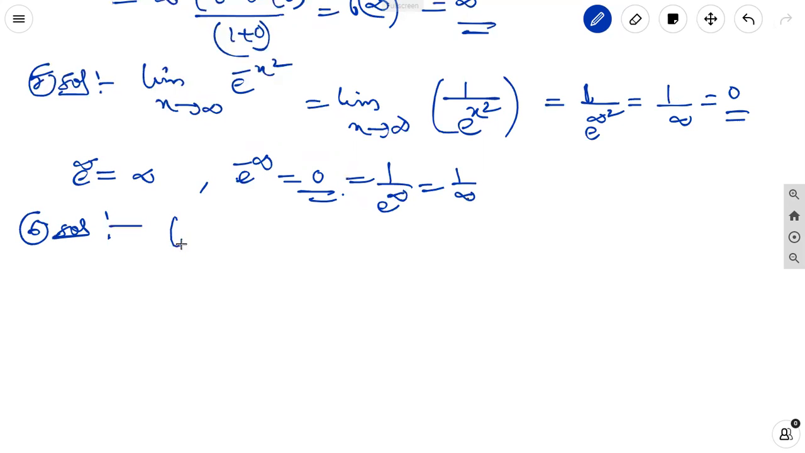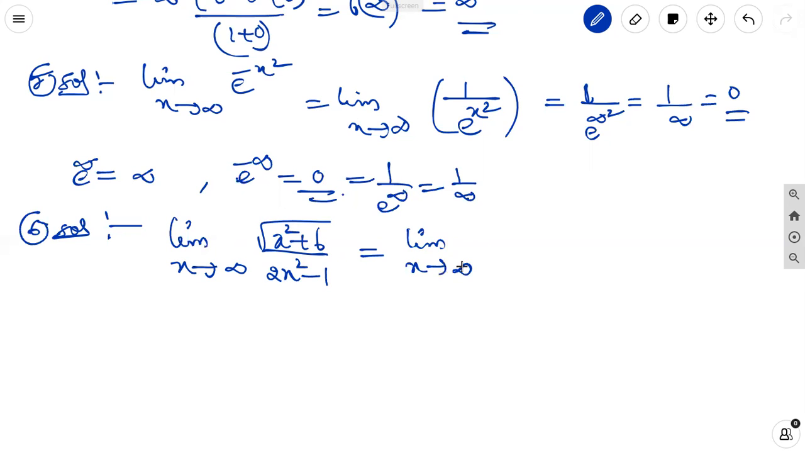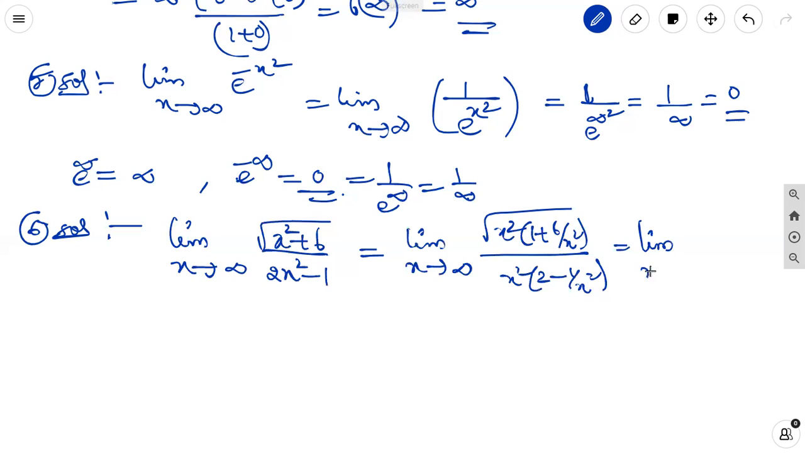Sixth solution, limit x tends to infinity under root of (x square plus 6) by (2x square minus 1). Here also, if infinity is there, then we can take common the highest power of x. Under root, x square common: 1 plus 6 by x square, by x square common: 2 minus 1 by x square. Taking x out of the under root, that is limit x tends to infinity x under root of (1 plus 6 by x square) by x square into (2 minus 1 by x square).